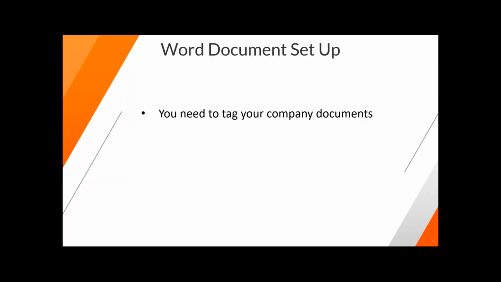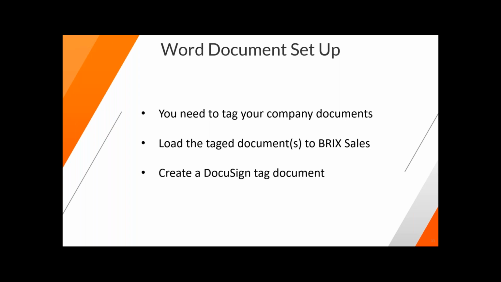So the Word document setup is next. What we have to do here is we have to tag our company documents. So you've got all those together now. We have to load those tagged documents into BRIX Sales again. So the documents might already be there originally, but now that we're going to add these tags, we have to reload those documents into BRIX Sales. And then we have to create a DocuSign tag document as well.